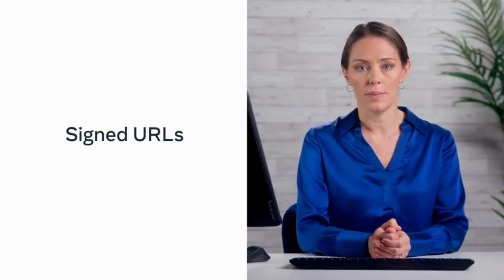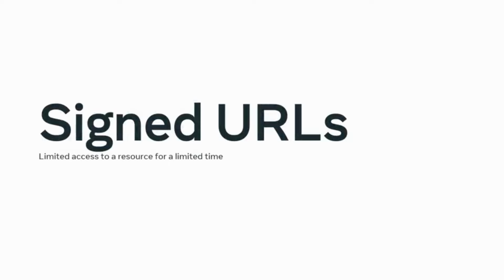Next is signed URLs. The Little Lemon project team wants to ensure that the API calls are coming to it from their mobile application and their website only. This is where signed URLs come in. Signed URLs give a client application limited access to a specific resource for a brief period of time.